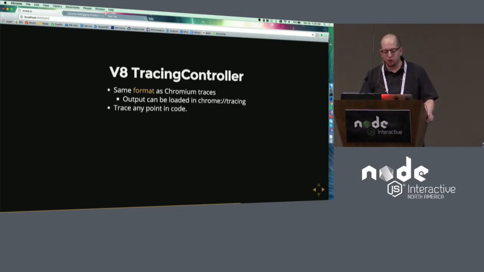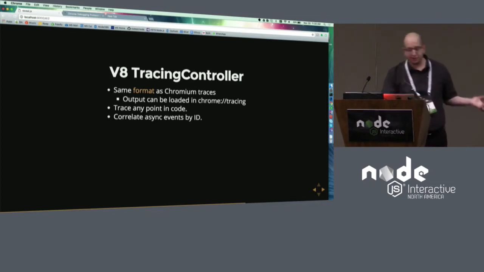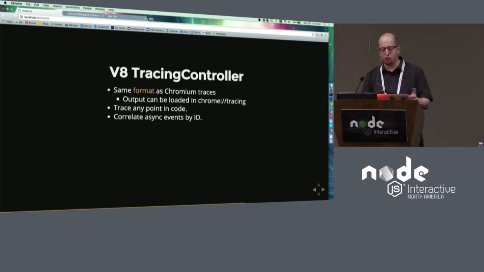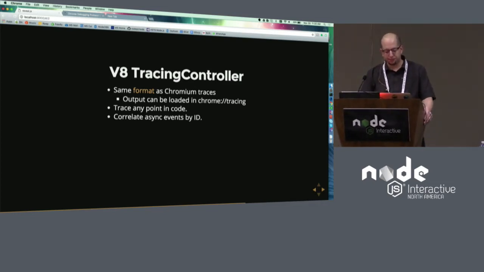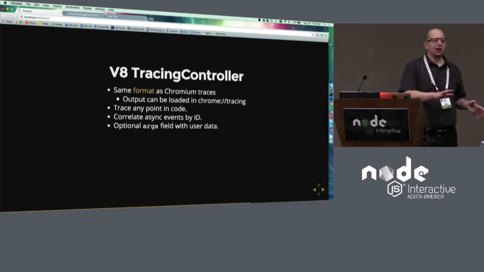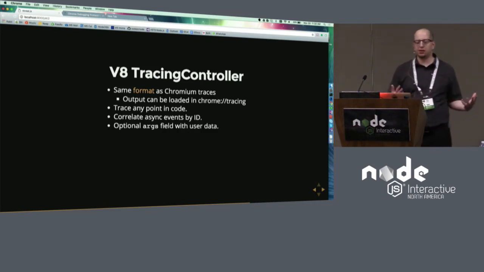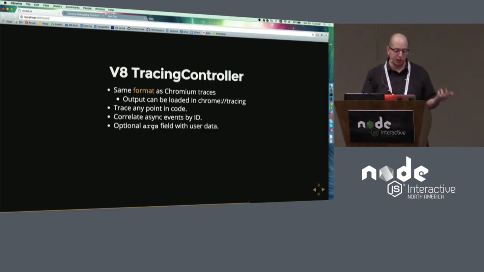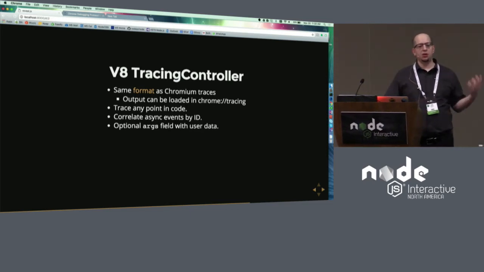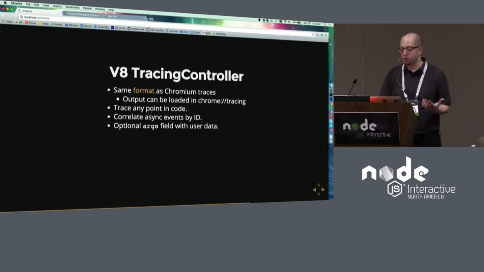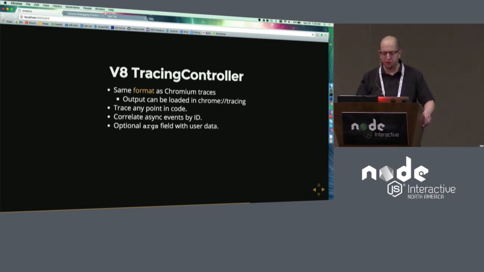You could trace any point in code just by dropping in a macro. It allows you to correlate async events by IDs, and I'm actually going to show you doing that. Something that we need to talk about is you can record some dynamic unfixed data, and maybe we can use that to better log information about what's happening in core. I'd be interested in people's feedback on that.